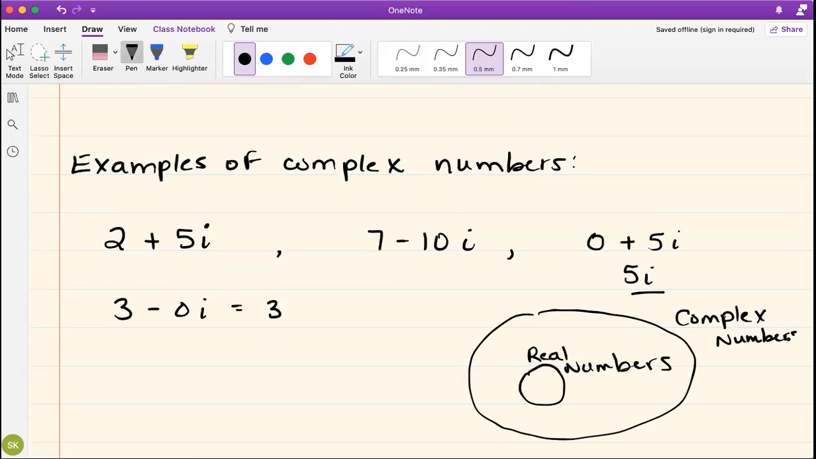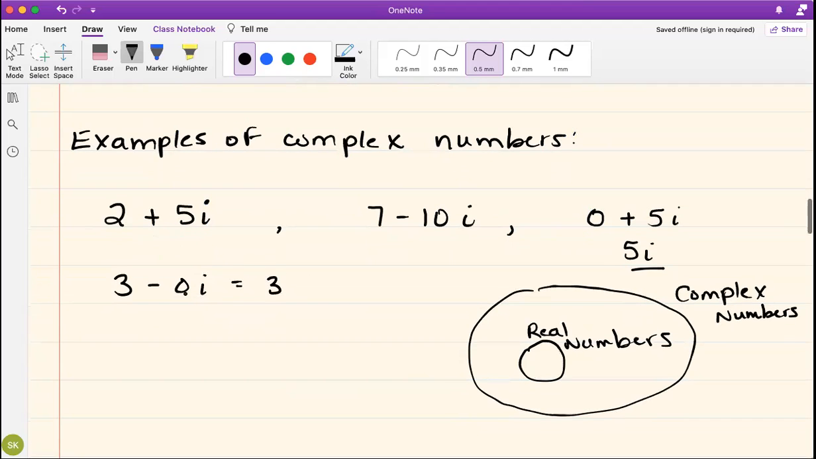It's bigger than the real numbers. It contains the real numbers and extra stuff, and the extra stuff it contains is this imaginary part. Something else that is a complex number would be something like 9 minus the square root of 3i. Now, square roots are real numbers, and so it takes that form a plus bi. You could also do something like pi minus 12.5i. So as long as this number and this number are both real numbers, then you have a complex number.